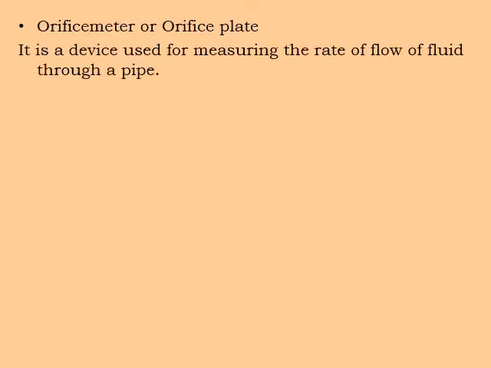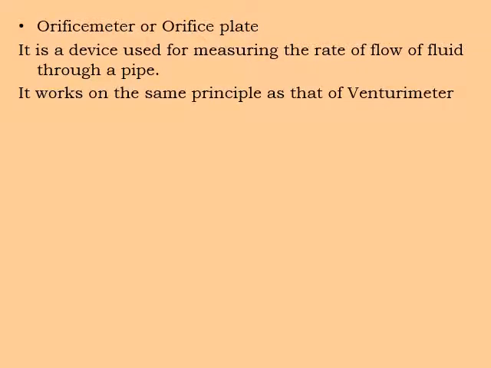The orifice meter or orifice plate is a device used for measuring the rate of flow of fluid through a pipe. There is one more instrument, that is a venturimeter, which is also used to measure the rate of flow of fluid through a pipe. The orifice meter works on the same principle as the venturimeter, that is Bernoulli's equation. So both the venturimeter as well as the orifice meter work on the principle of Bernoulli's theorem.